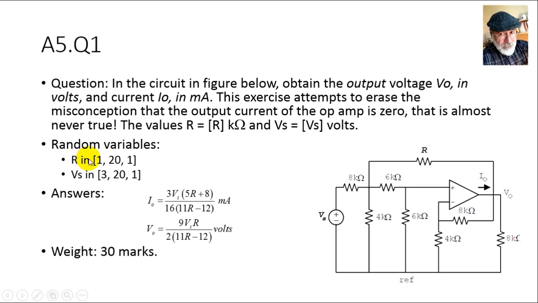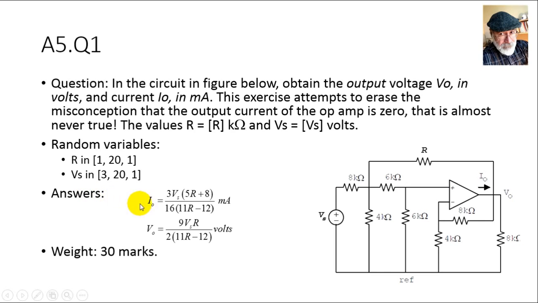So R is in the range between 1 and 20, taking steps of 1. So that means 1, 2, 3, 4, 5, all the way up to 20. If the step had been 2 instead, the allowable values would have been 1, 3, 5, 7, 9, 11, 13, etc., all the way up to 20, but not exceeding 20. Vs is in the range between 3 and 20, taking steps of 1. And then the parts of the answers.